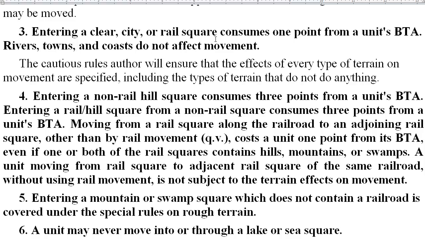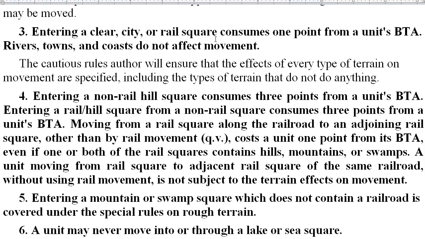If you move from a rail square along the railroad to an adjoining rail square, that is, if you're moving along the railroad, even if you're not using rail movement, if you're using normal movement, you pay 1 movement point, even if one or the other of the rail squares contains hills, mountains, or swamps. Marching along the railroad allows the unit to move at 1 point from the BTA per square moved. Notice that there's rail movement which is not covered by this rule.